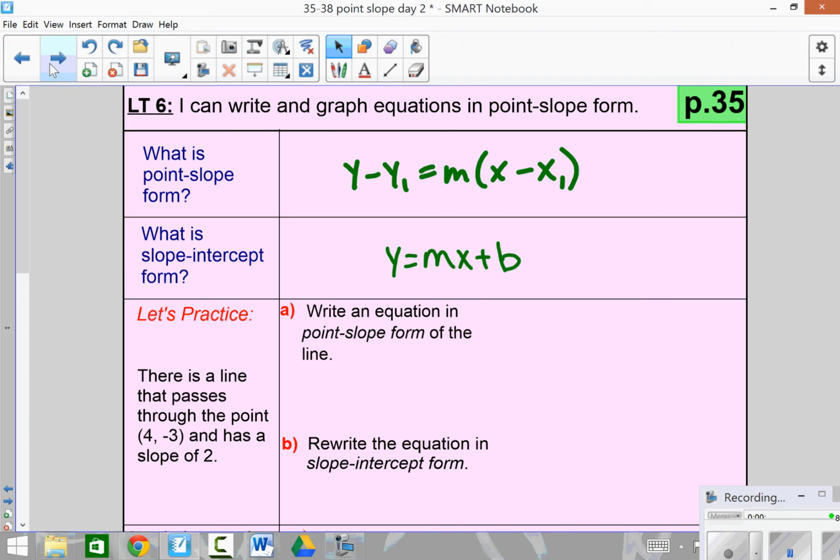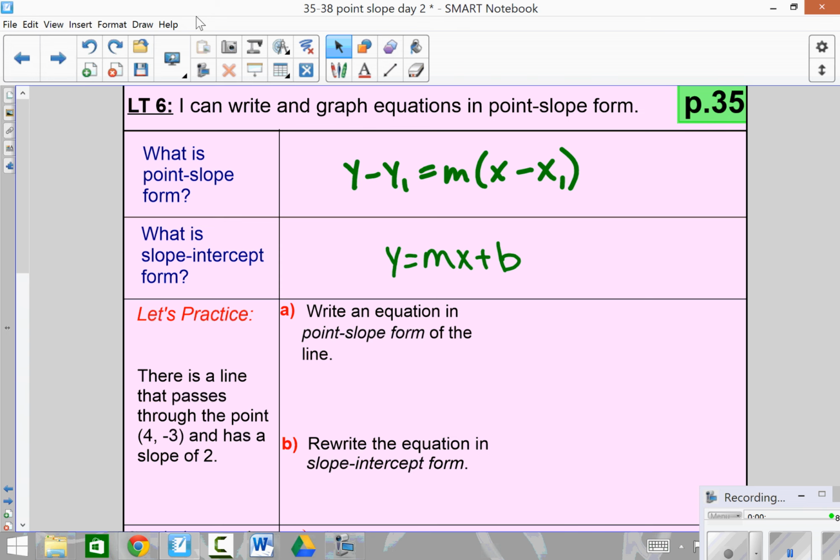Our learning target is that we're going to write and graph equations in point-slope form. Pretty much we're reviewing what we did yesterday. This is day 2 of it. All of page 35 is a review from yesterday's lesson. Then when we move on to page 36, I'm going to show you how to use point-slope form and slope-intercept form in problem solving, word problems. Let's review our two forms that we know.